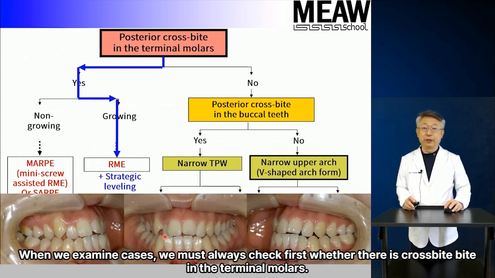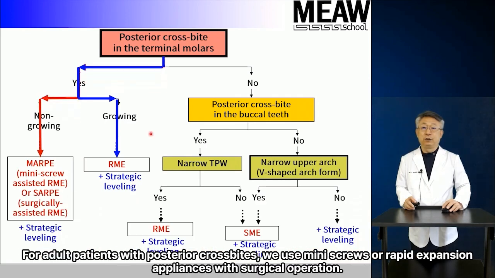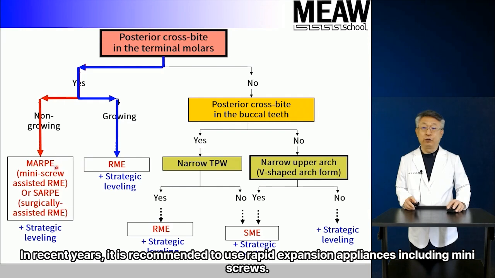When we examine cases, we must always check first whether there is crossbite in the terminal molars. If there is a crossbite in the terminal molars during growing stages, we perform rapid enlargement followed by strategic leveling. For adult patients with posterior crossbites, we use mini screws or rapid expansion appliances with surgical operation. In recent years, it is recommended to use rapid expansion appliances including mini screws.